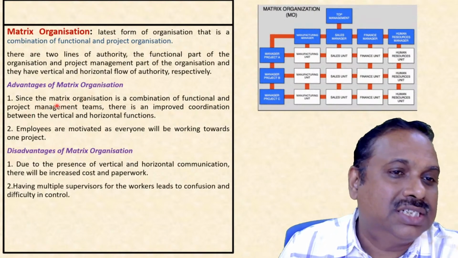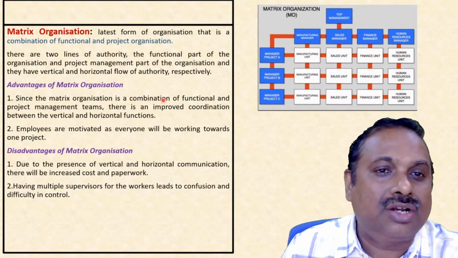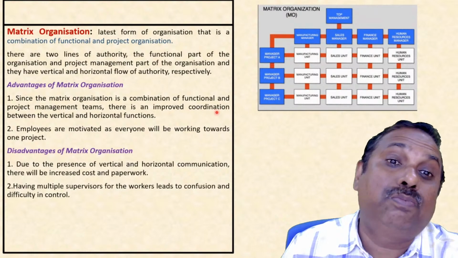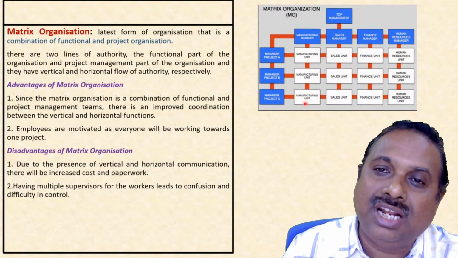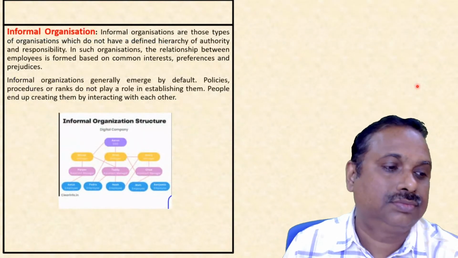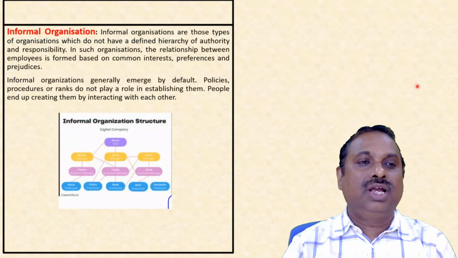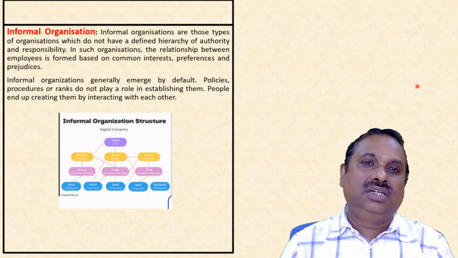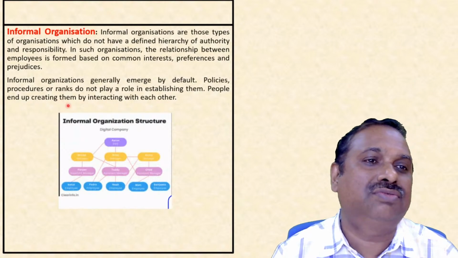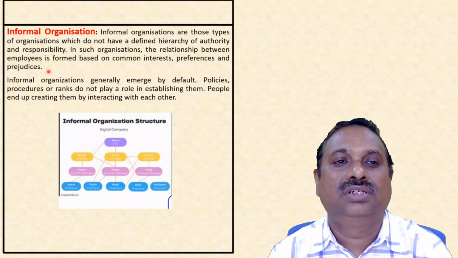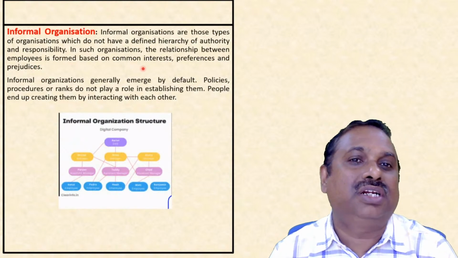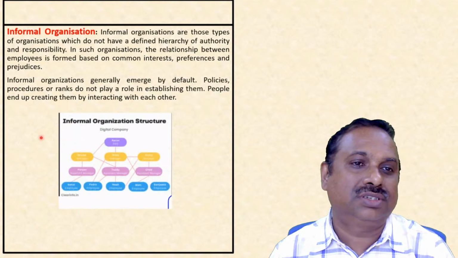So what is the advantage? Since the matrix organization is a combination of functional and project management teams, there is improved coordination between the vertical as well as horizontal functions. And informal organizations are those types of organizations which do not have a defined hierarchy of authority and responsibility. The relationship between employees is formed based on a common interest, preference, and prejudice.